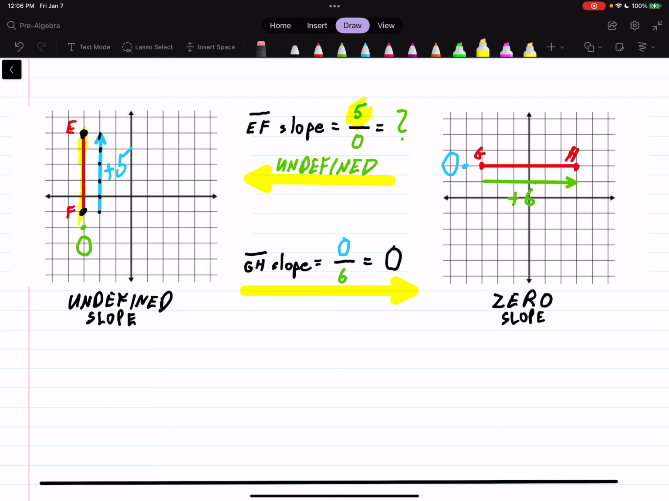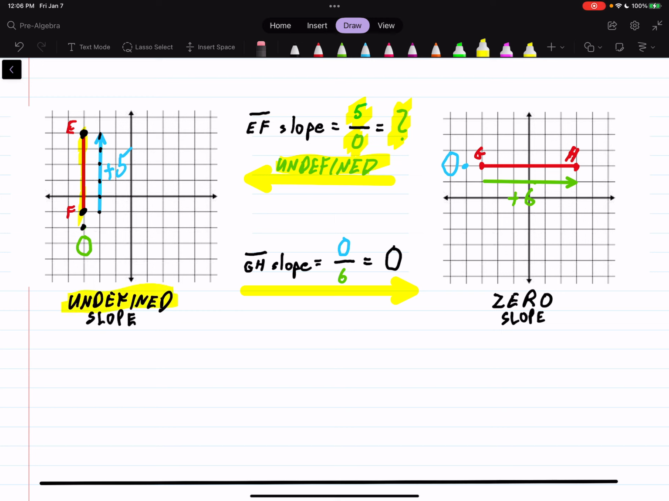But our run, if we look at our run here, there is no run. It doesn't go anywhere. It stays exactly the same. So the run is 0. And if we put that into our fraction, 5 over 0 is something you can't do. It's actually undefined. And so this slope of EF is actually undefined.